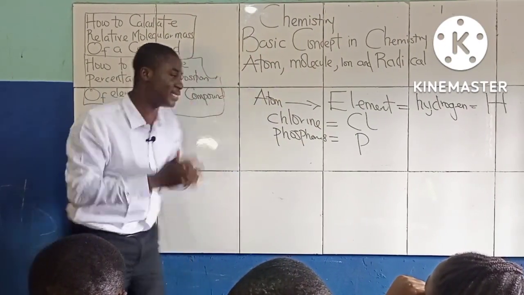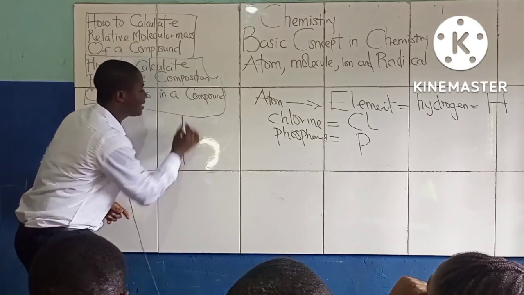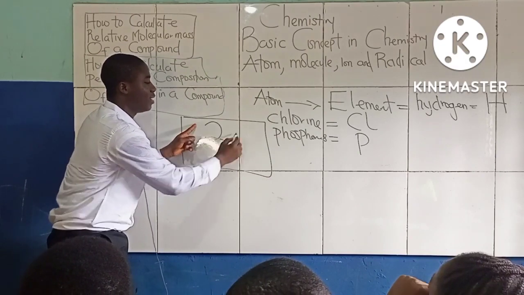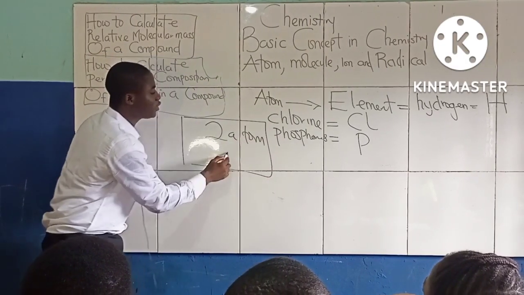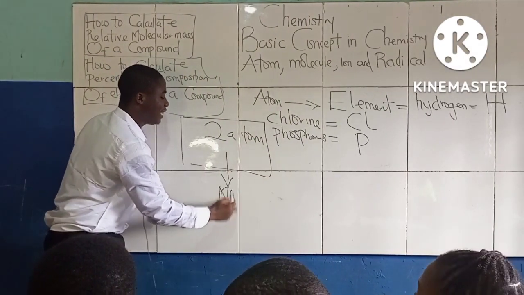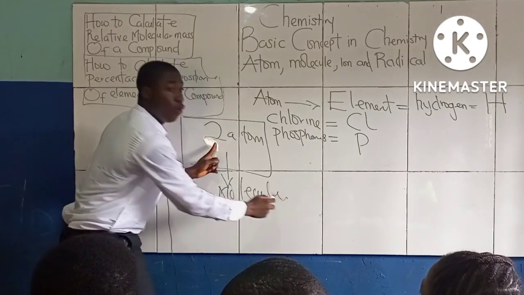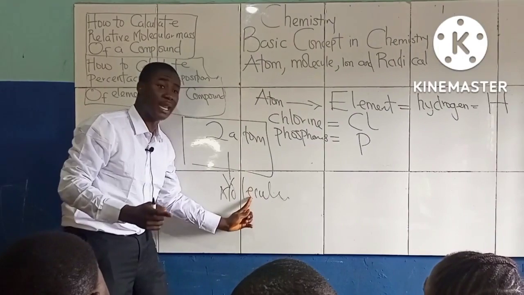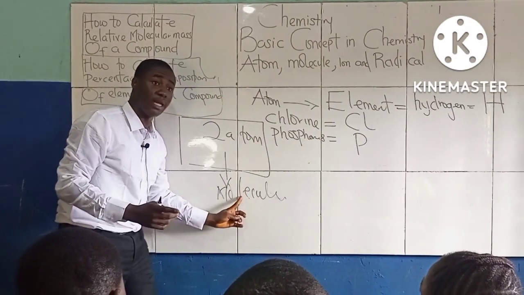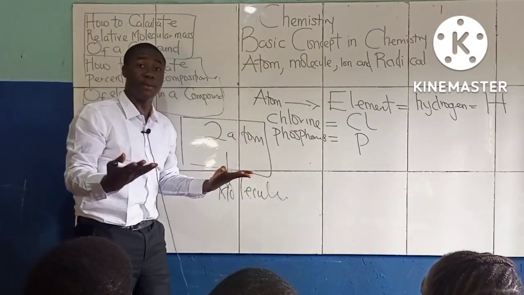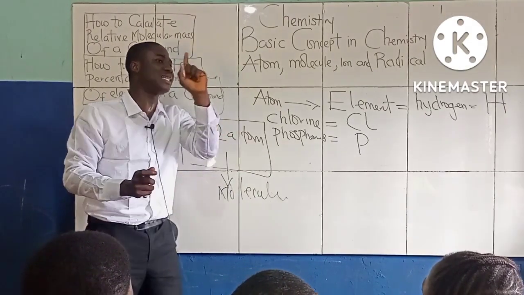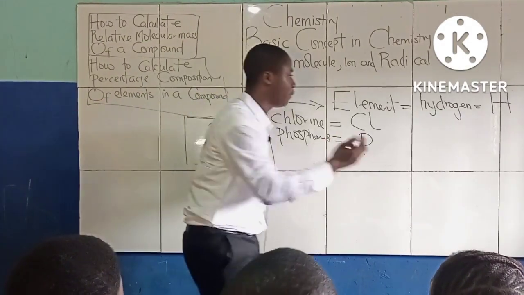Now, listen to what I said. I said a molecule is made up of at least how many atoms, class? Two atoms. So for us to get a molecule, we need at least how many atoms? Two atoms. So it means that we can have three atoms forming a molecule, four atoms forming a molecule, five atoms forming a molecule. Now, the point here is this: a molecule is made up of at least two atoms. Now, let's take an example.